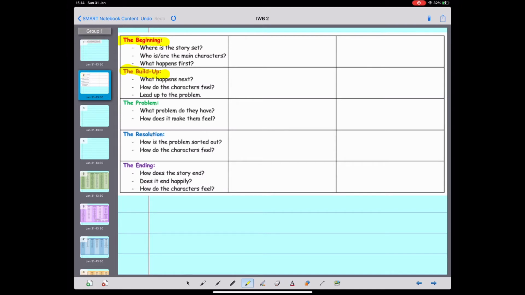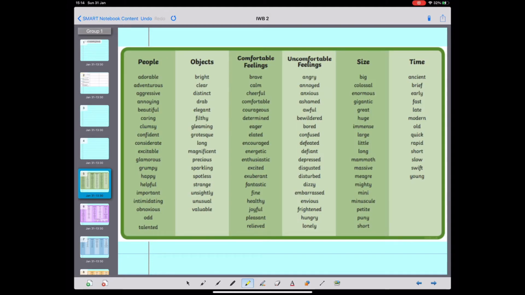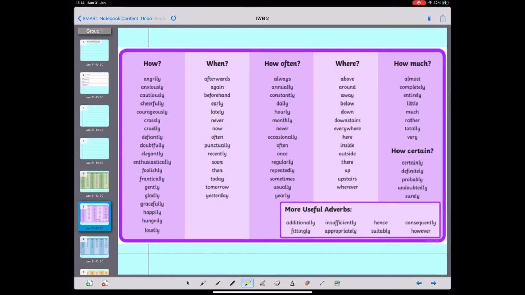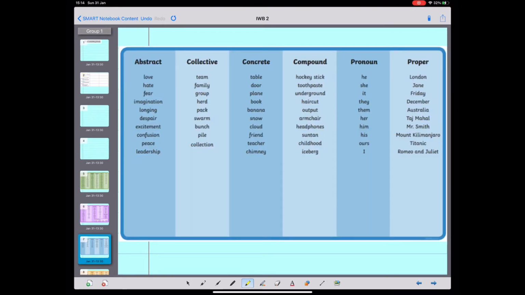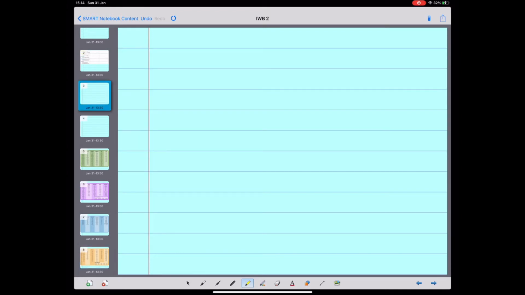Our story doesn't need to be any longer than 200 words, so it's quite a short story. If you're writing it, it's going to be about one side of A4. If you're typing it, it's going to be about half a side. And these are some sheets to help you, lots of different adjectives, adverbs, nouns and verbs that you could include in your writing if you want to. You don't have to, but they're just there to help. Okay, so I'm going to start my story.